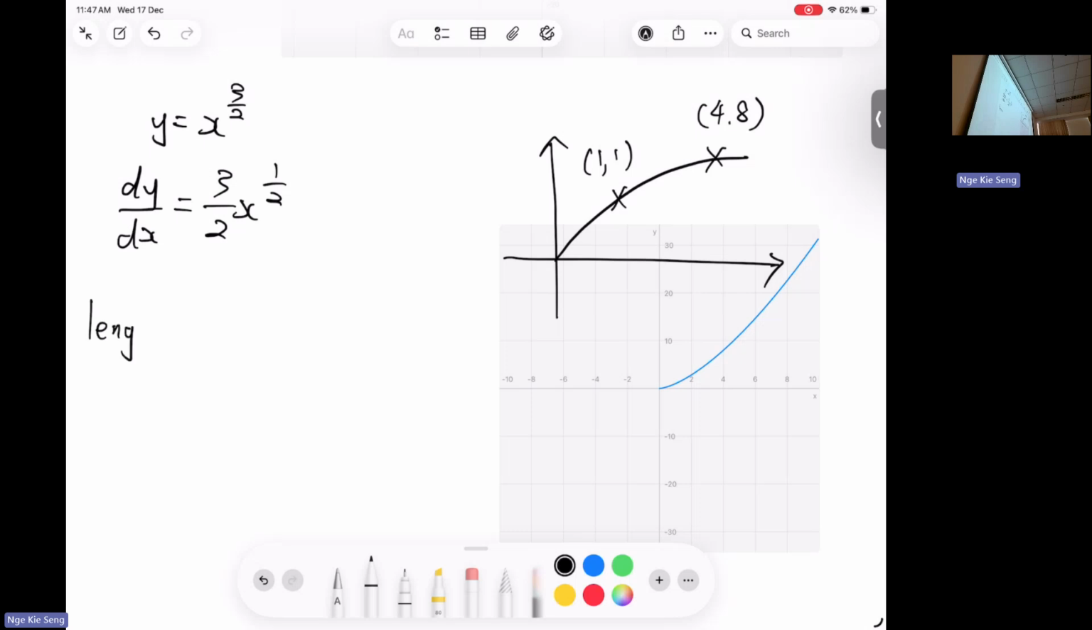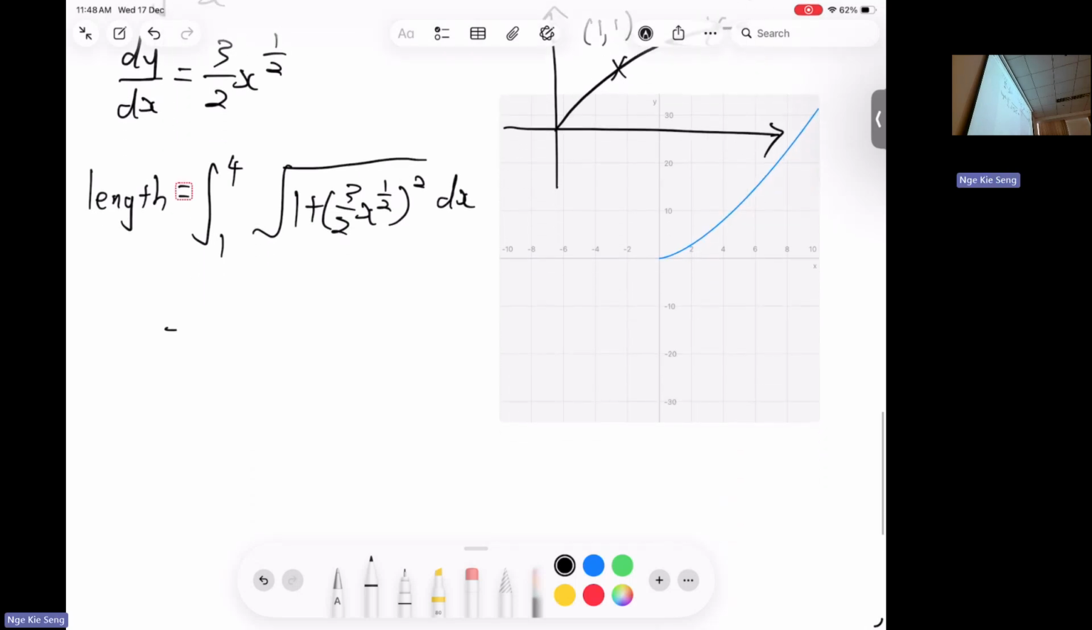So next, the length should be integrating from a to b. So what's a, what's b here? 1 and 4. And then the square root of 1 plus whatever we computed now. Can you see why we picked x to the 3 over 2? Because this square root will square to x. So hopefully it's easy to compute later.